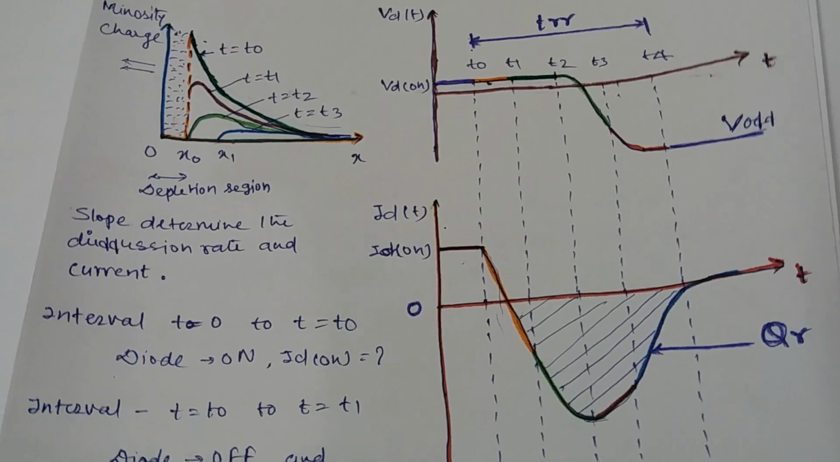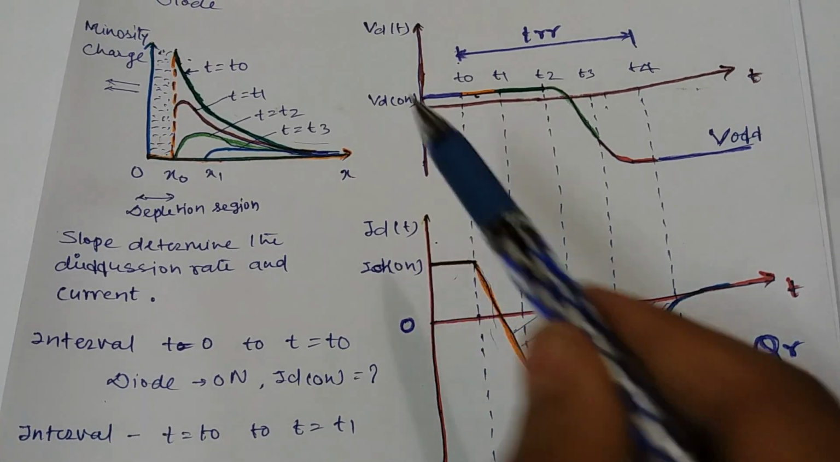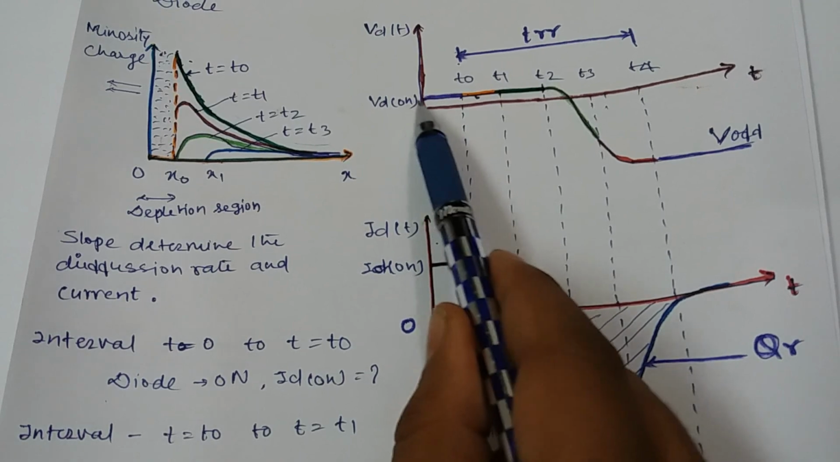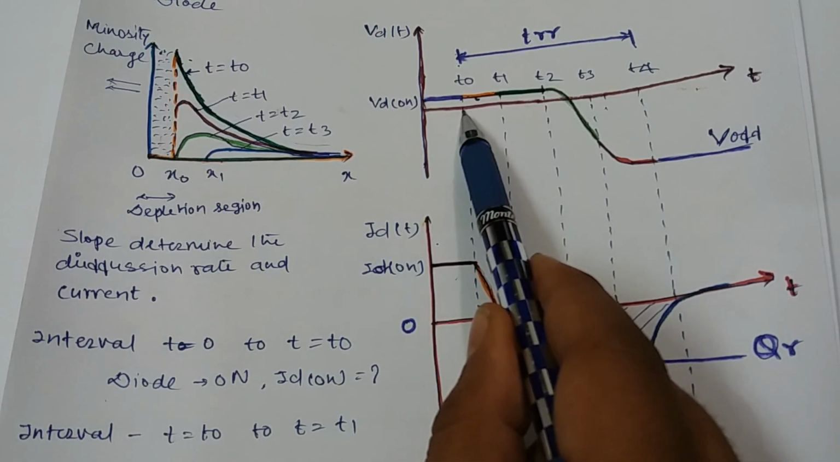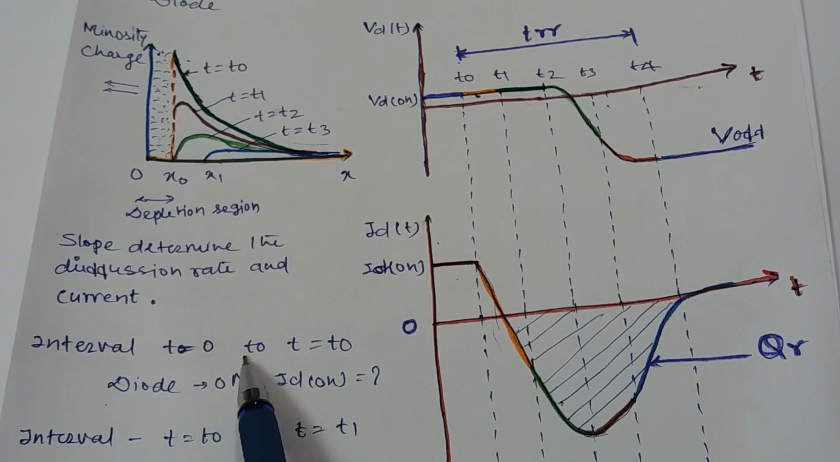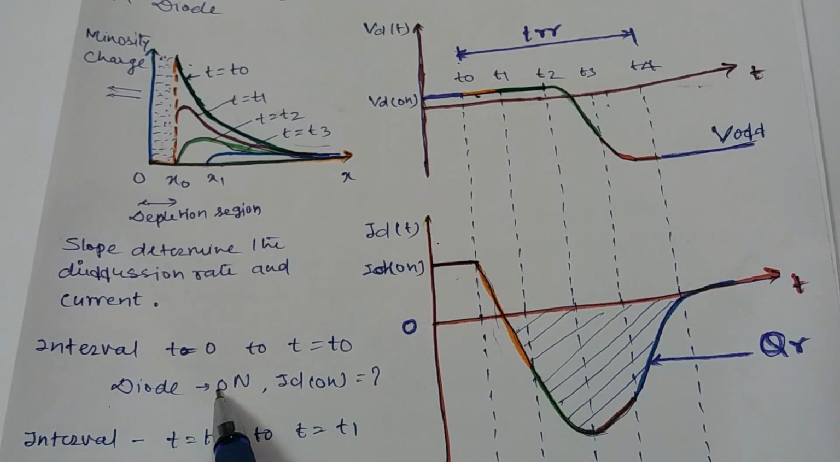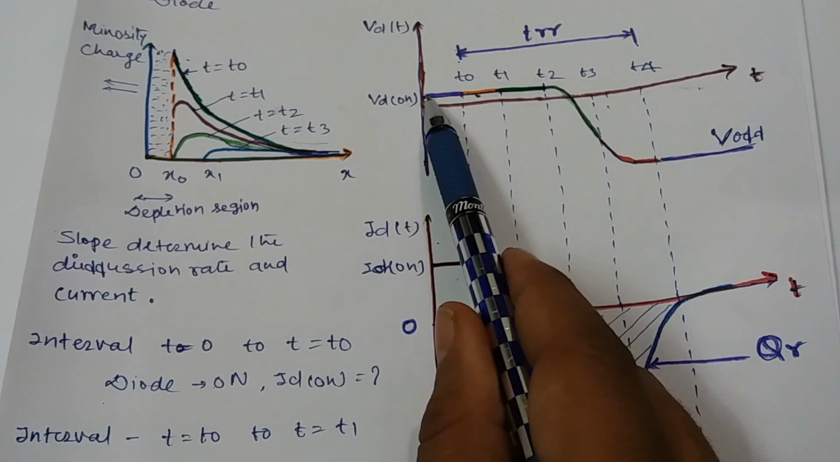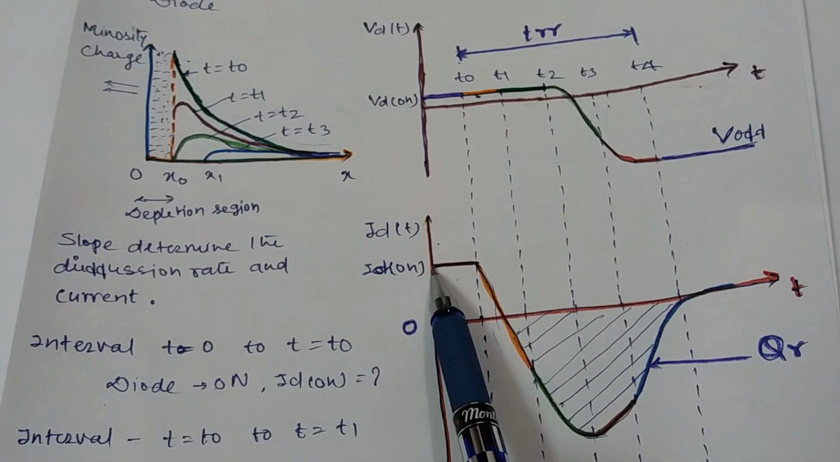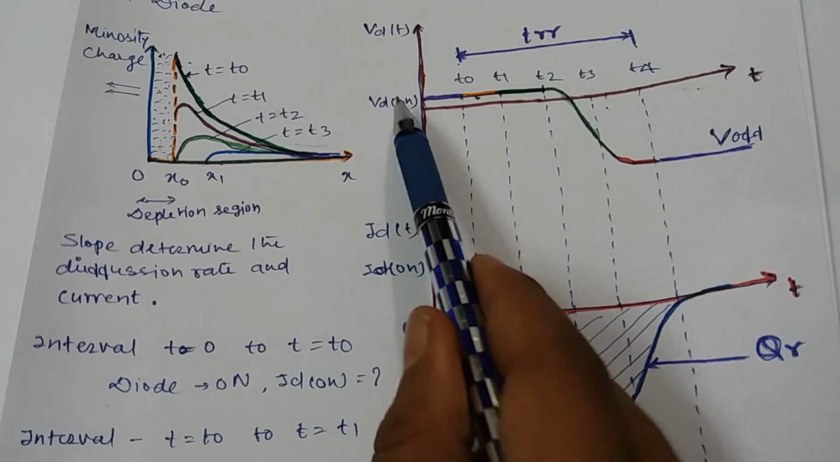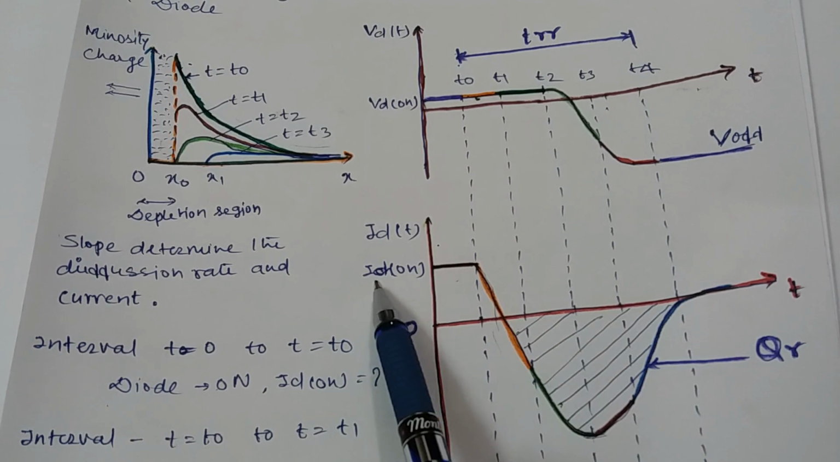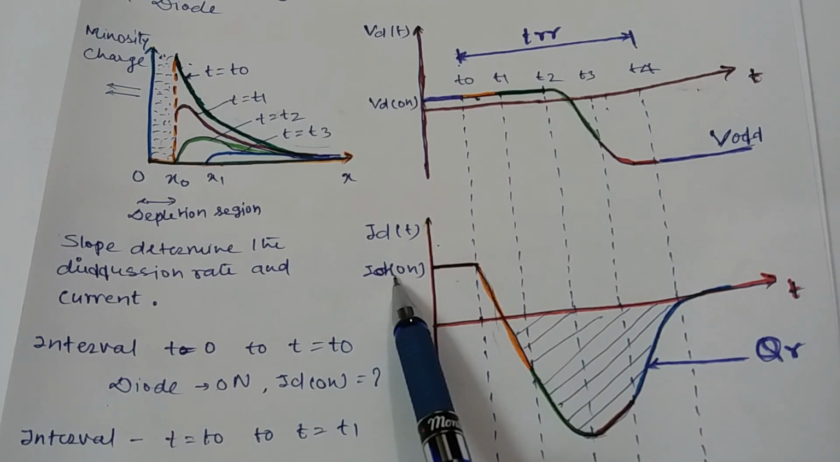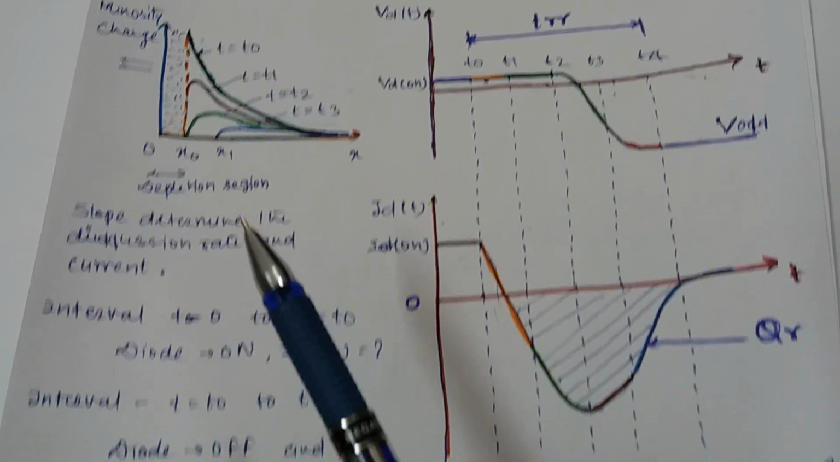During the interval t equals 0 to t equals t0, the diode is in the on condition and there is some current flowing through it. There is some voltage across the diode and some current flowing through it. The voltage across the diode is VD on, and the current flowing through it is ID on. This means the diode is in forward bias condition.